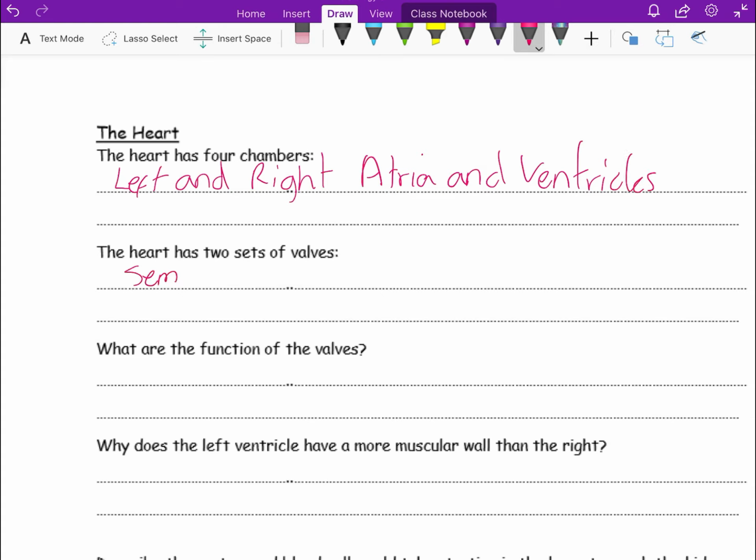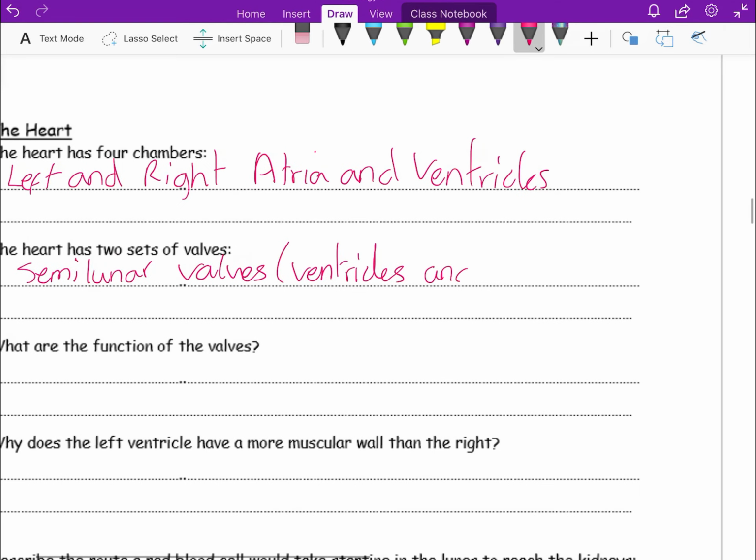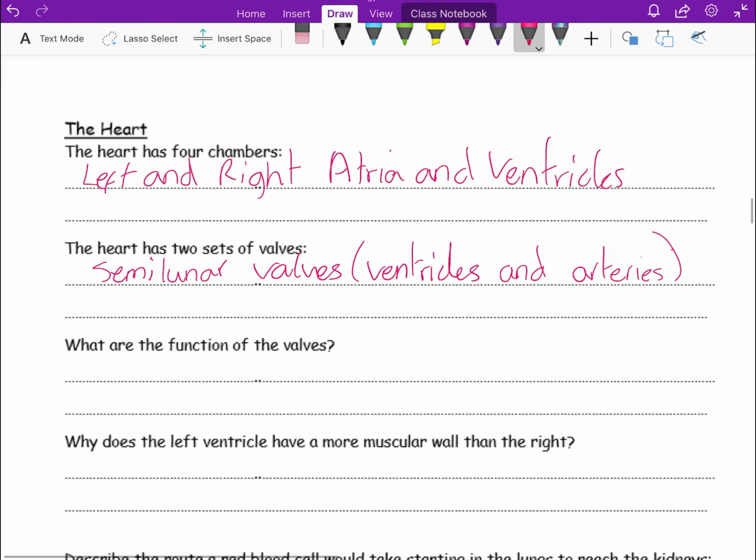With the valves then, so two sets of valves, we've got the semilunar valve and then the tricuspid and bicuspid valves, which can also be referred to as the atrioventricular valves. They've got that name because they are found between the atria and the ventricles. So semilunar valves are between the ventricles and the arteries, and then the tricuspid and bicuspid valves, which are also called atrioventricular valves, are between the atria and the ventricles.